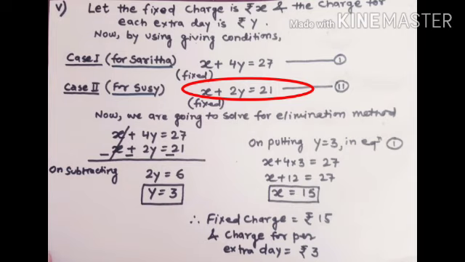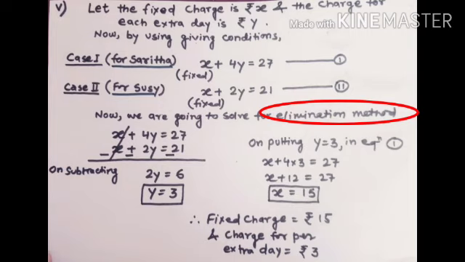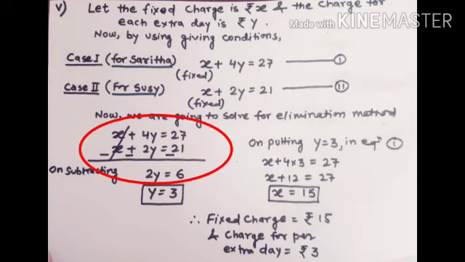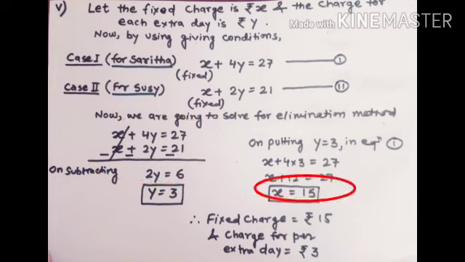Now we are going to solve the equations by elimination method. We subtract these two equations to eliminate x, as the coefficients of x are the same in both equations, and on solving we get the value of y as 3. On putting this value of y as 3 in equation 1, we get the value of x equal to 15. So we can say that the fixed charge for the library was rupees 15 and the charge for each extra day is rupees 3.